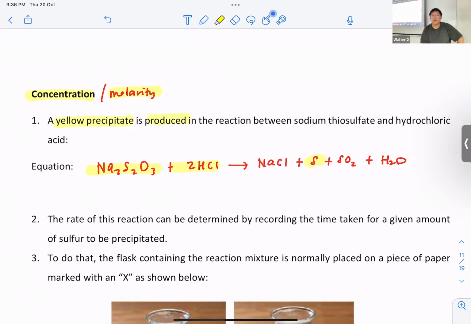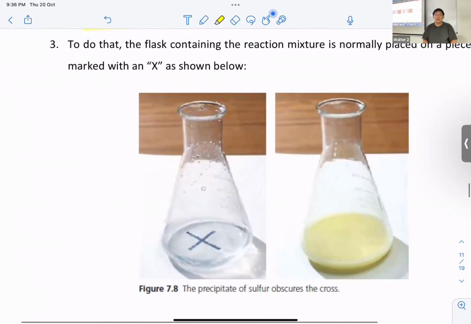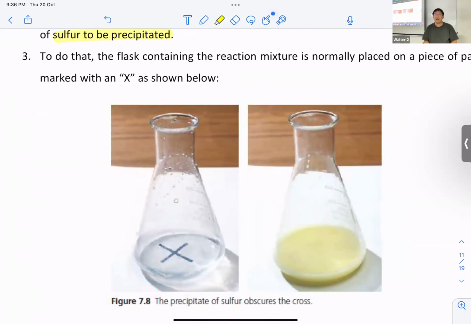Okay, how do we calculate the rate of reaction for this one? We're going to calculate and see how fast the sulfur precipitate is formed. So the rate of reaction is measured by calculating the time taken for the sulfur precipitate to form. But of course, the question is, how do I know when to stop my stopwatch, right? How do I calculate the time taken in this case? So if you see on the left side over here, this picture, right? You will notice that there will be flasks on the left and flasks on the right. The left one is before the reaction. The right one is after the reaction.